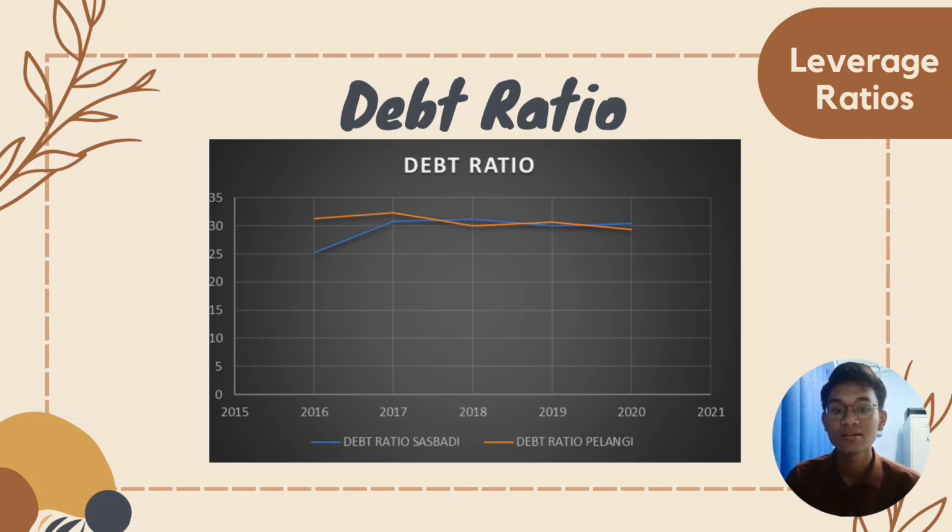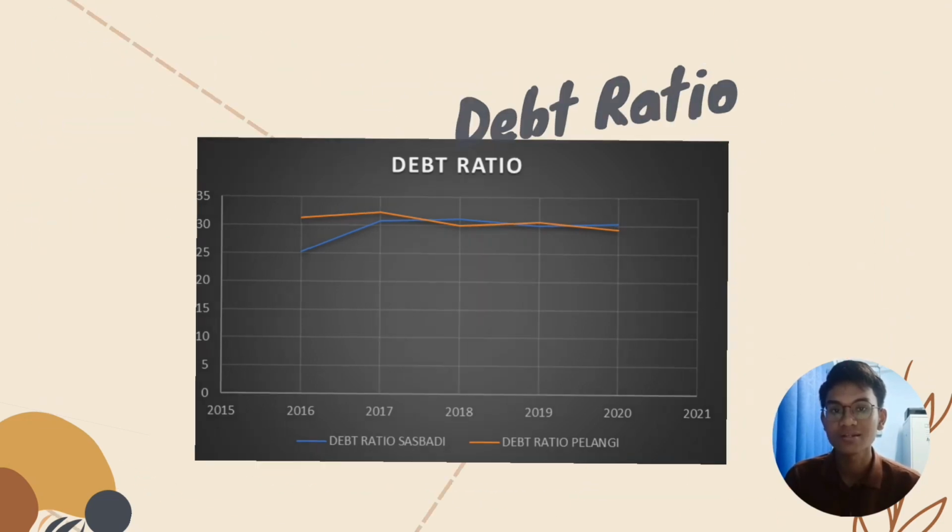The bar chart illustrates a continuous pattern whereby Pelangi's net debt to equity ratio surpassed SASBADI's over all 5 years. This implies that Pelangi displays a higher degree of leverage compared to SASBADI. In general, the bar chart indicates that Pelangi exhibits a higher level of leverage than SASBADI. This raises worry because of Pelangi's heightened susceptibility to interest rate hikes and economic contractions.